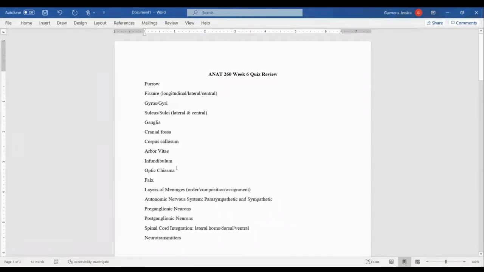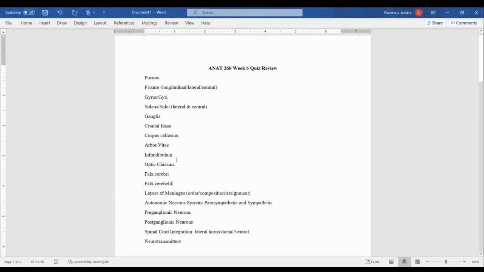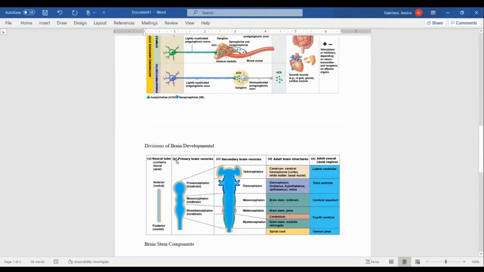Falx cerebri, falx cerebelli. Already said that term. Already done that. There's a ventricle question. I already mentioned that. Okay, and now there are a few questions on special senses.